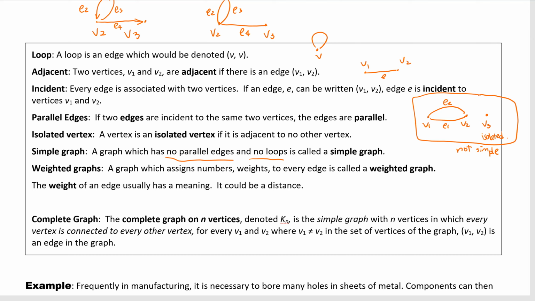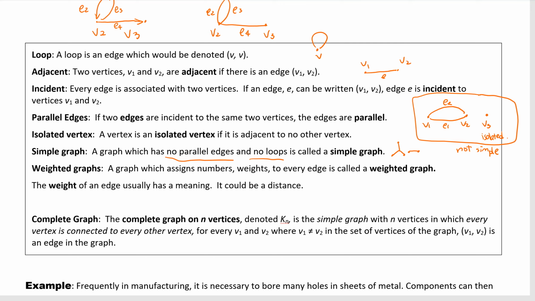So for example, you can have a picture like this. This picture has no loops and no parallel edges, so it is a simple graph. Even though it's not connected, it's okay. It's still a simple graph. Next, weighted graph. A graph which assigns numbers, also called weights, to every edge is called a weighted graph. The weight of an edge usually has a meaning. It could be a distance or it could be time.